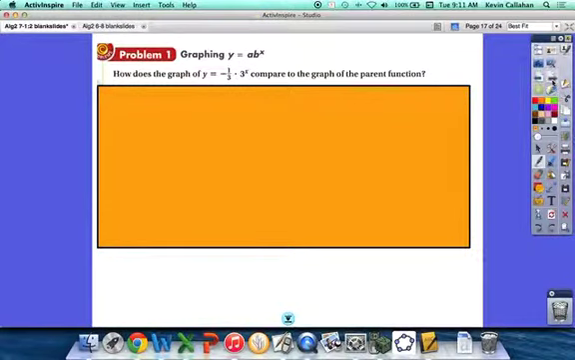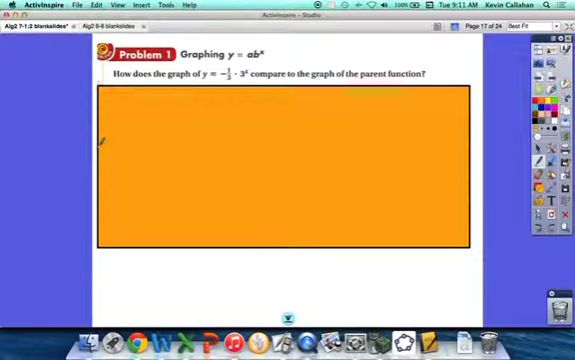Even in their problem here, they just say, how does the graph compare to the parent function? They didn't actually ask us to graph it, although you're going to see that they did graph it, but they didn't actually ask you to do that. First of all, this y equals -1/3 times 3 to the x. What do you think they mean by the parent function? You have to compare it to the parent function. What do they mean by that?